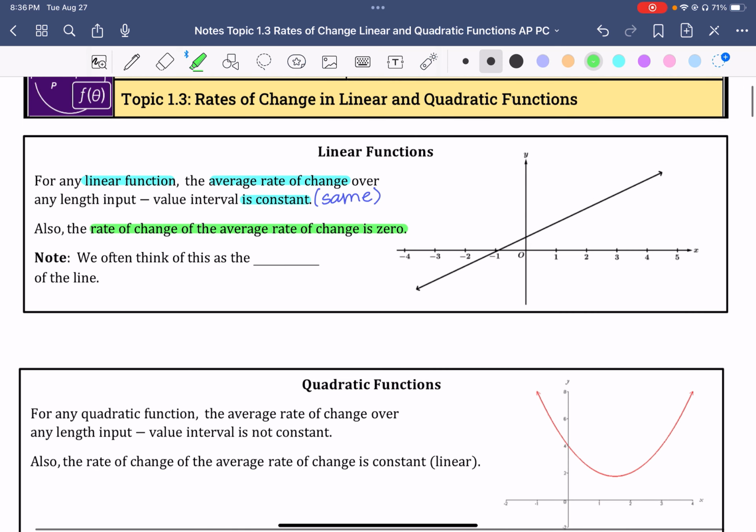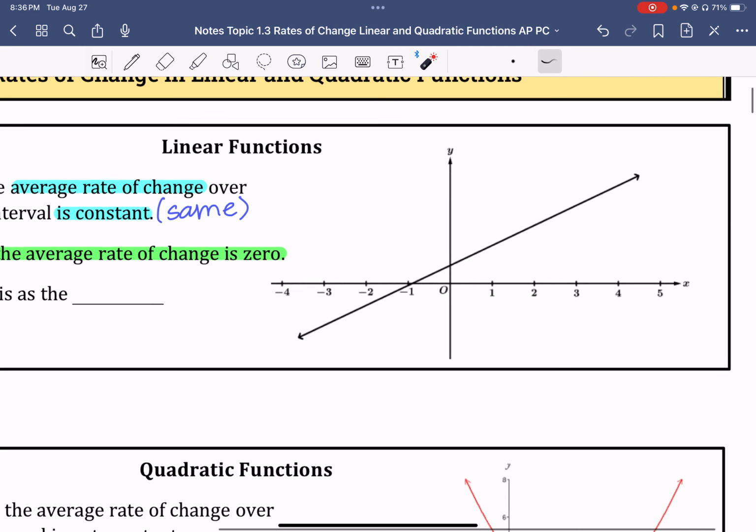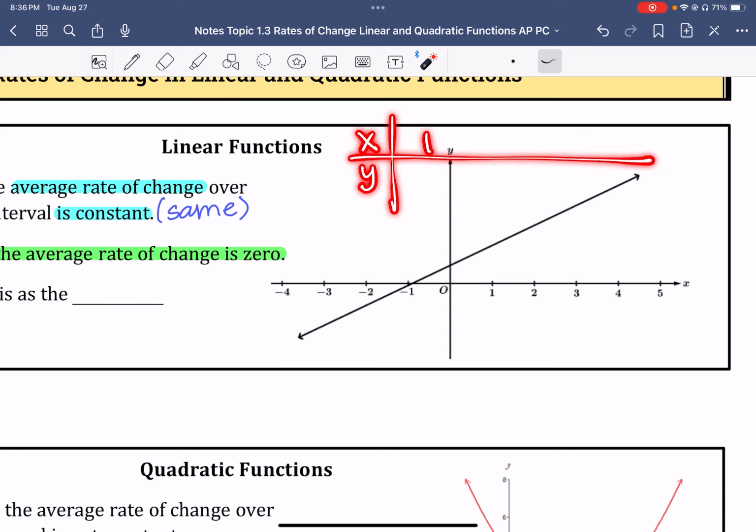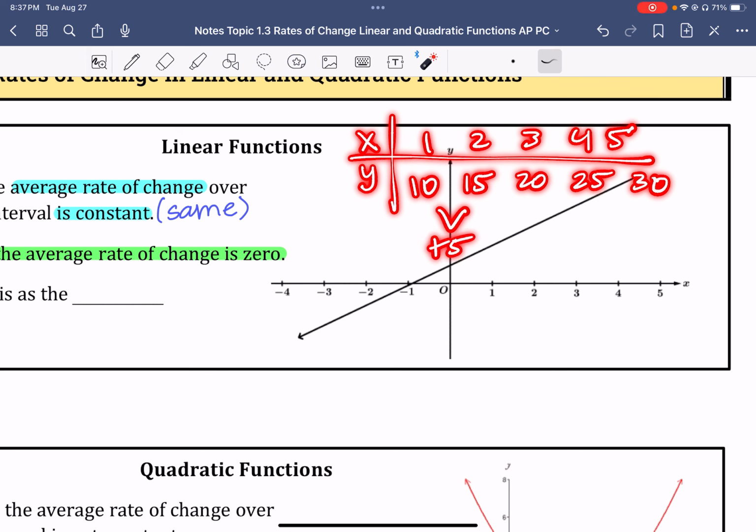So just to give you an example of what a linear function could be, let's say I have a table that has some x and y values. Let's say this is just 1, 2, 3, 4, 5, just to keep it easy. So all the x values are increasing by 1. And then let's say we got 10, 15, 20, 25, and 30. Now, to find the average rate of change, you have to find the change in your y value. So to find the change in the y values, I know that I'm going to have to add 5 plus 5 plus 5 plus 5. That's the pattern, right? You're always adding 5.